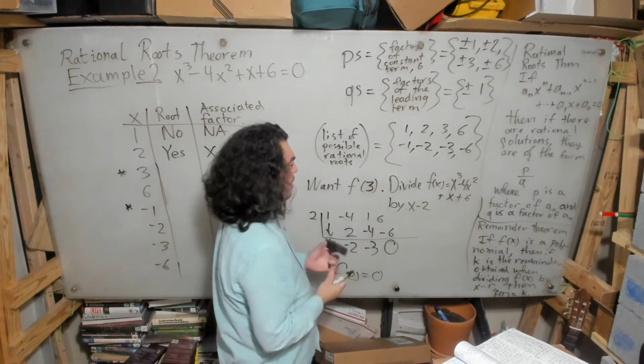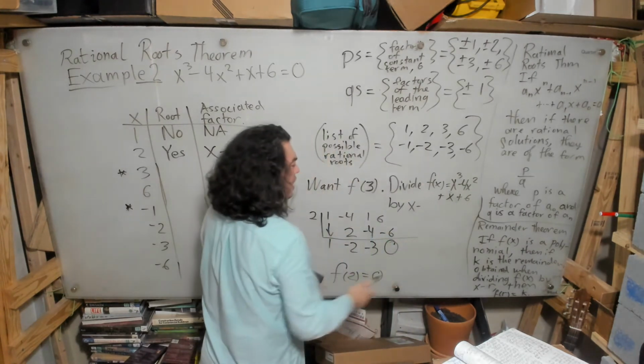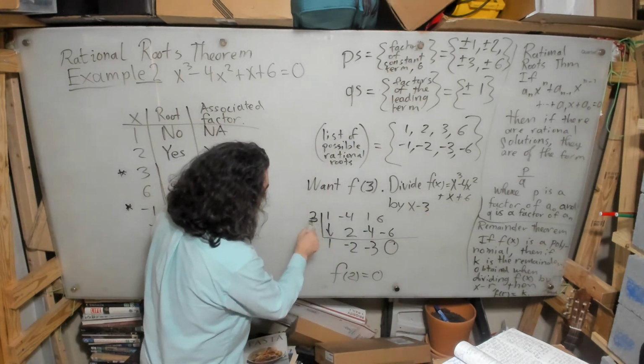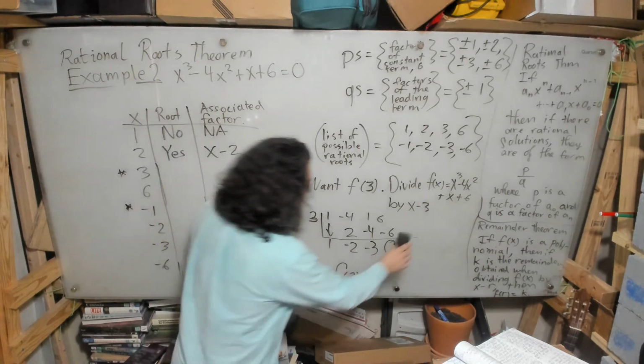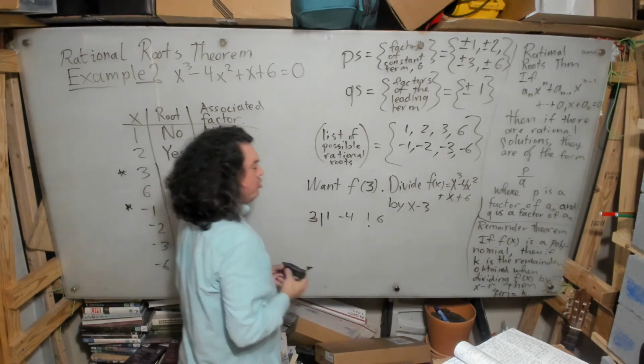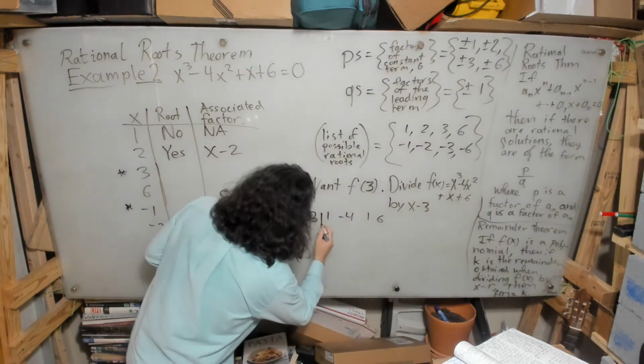So if we want to evaluate this polynomial at 3, we're going to divide by x minus 3, okay? And that means we're going to place a 3 here on the outside of our synthetic division house. And so what would that tell us?